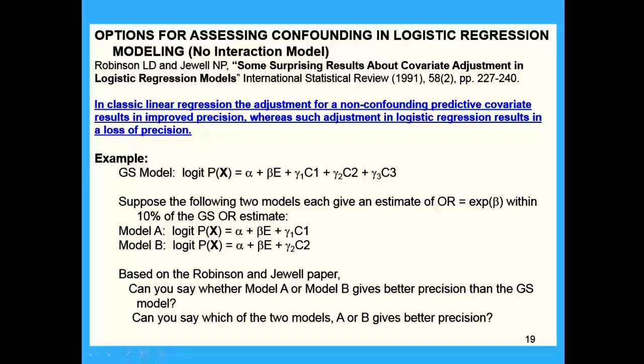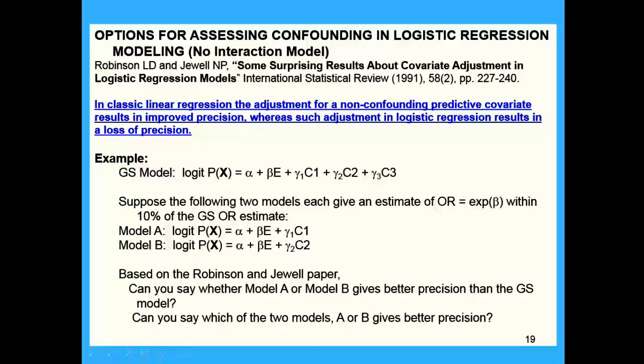And then I said, well, in any case, even if you had this rule and you wanted to determine between these two models, both of which control for confounding, how would you choose between these two models? Can you say whether model A or model B gives better precision than the gold standard model? Well, you can't. You just know that neither one of them has C3 in there. And which one of the two models is better?